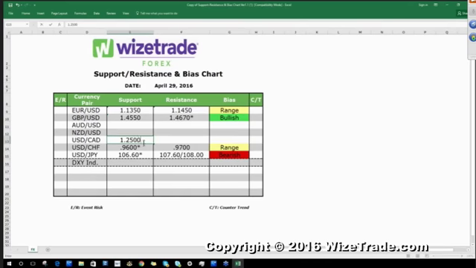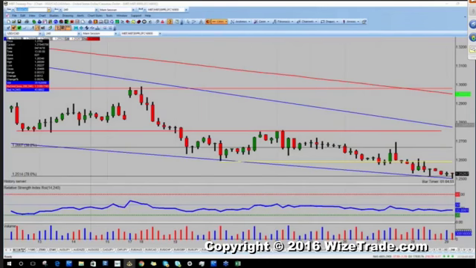Now, somebody also pointed out that crude oil's in an ascending wedge. So let's take a real quick look at that.